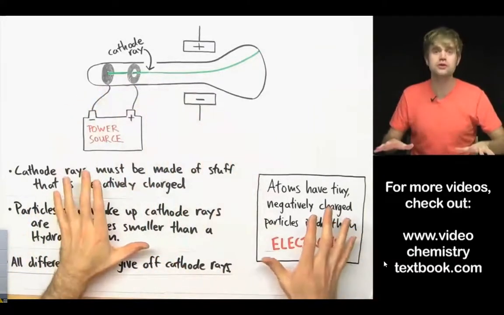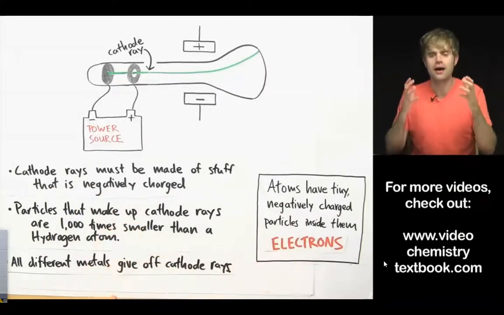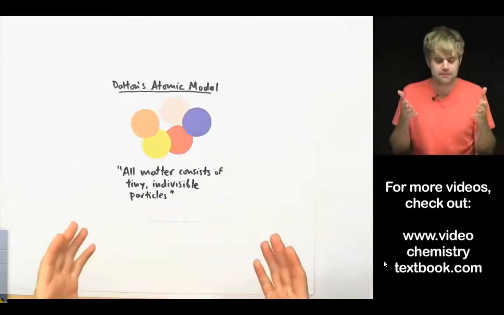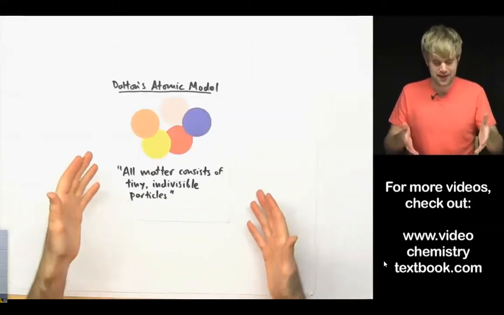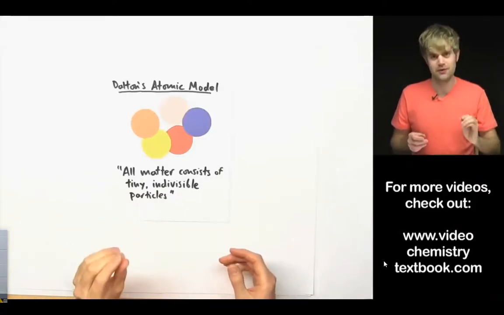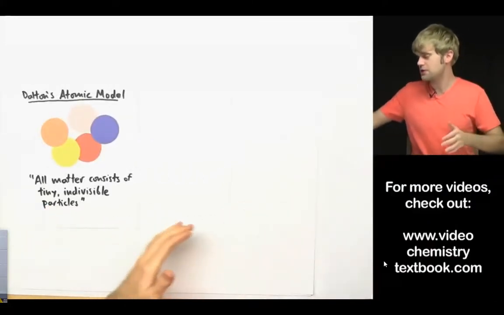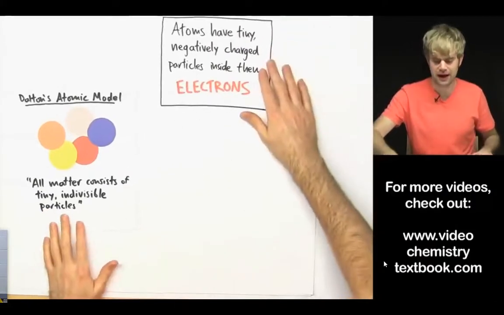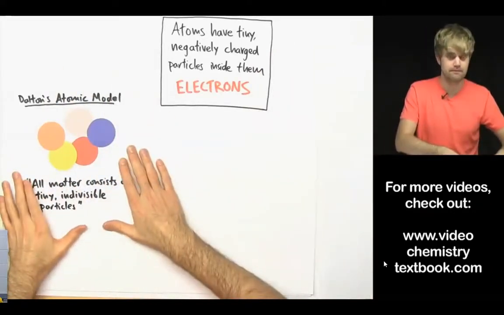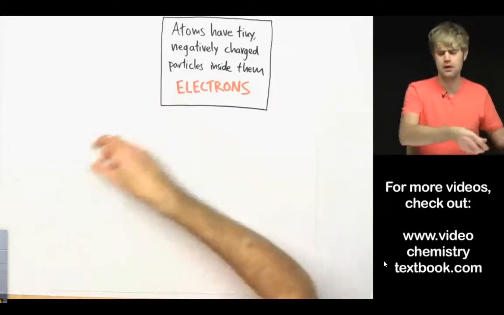Anyway, these conclusions that Thompson comes to have dramatic effects on how scientists think about what the atom actually looks like. Now, at the beginning of the video, we said that in Dalton's atomic model, atoms are indivisible, that they're not made of anything smaller. But when Thompson discovered that atoms have tiny negatively charged electrons inside them, he essentially disproved this model, at least the part about the indivisible atoms.